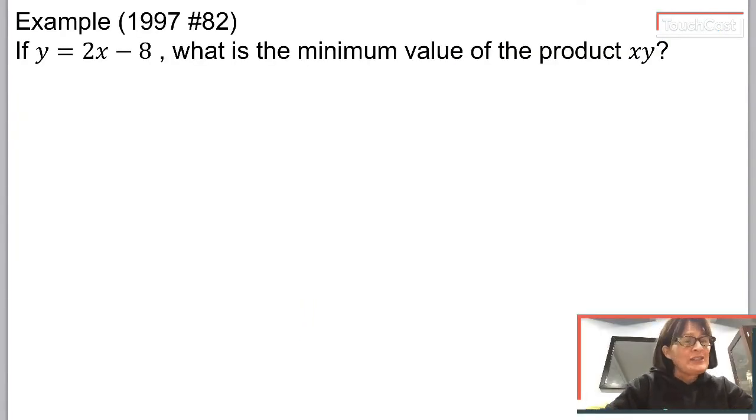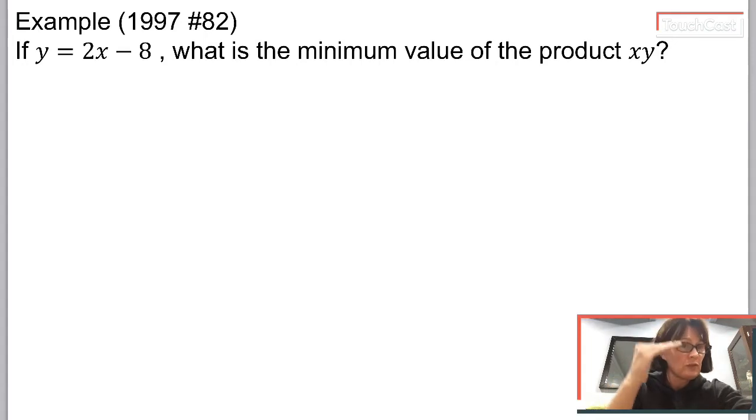All right, here's another one. This is not a super exciting scenario, but imagine I know that y is equal to 2x minus 8. What is the minimum value of x times y? This is an optimization problem. I see here minimum value. They weren't very subtle about it.